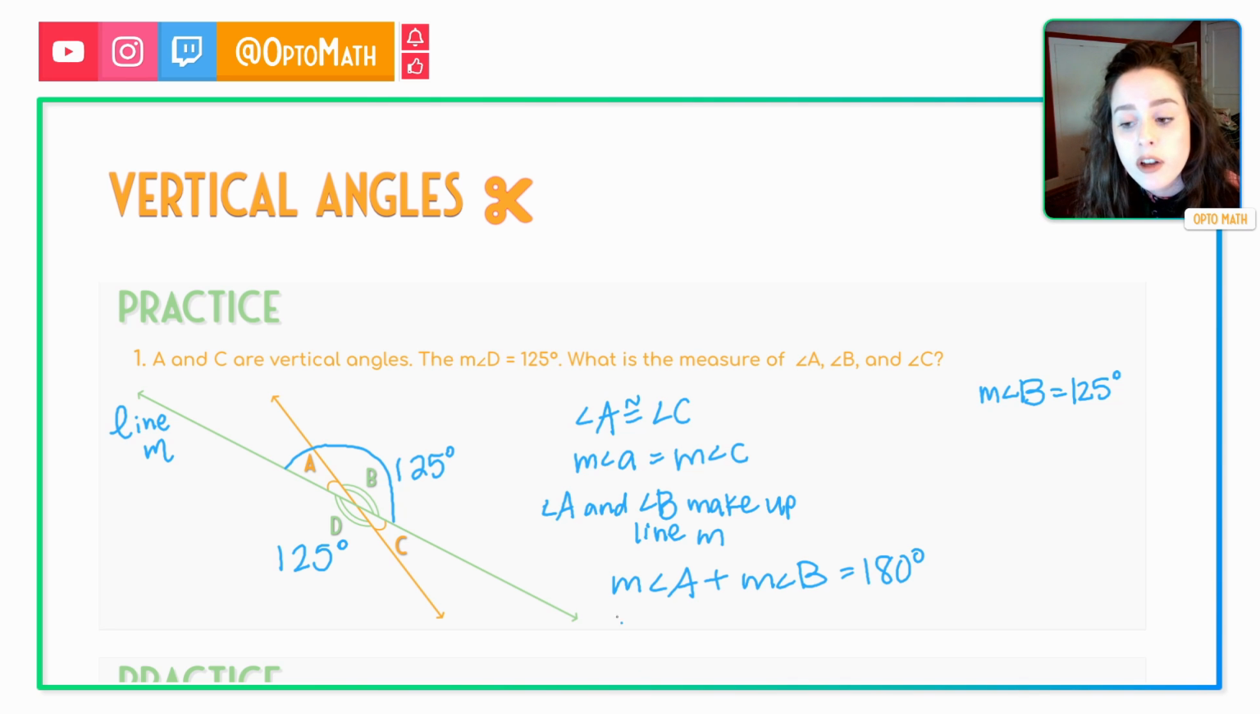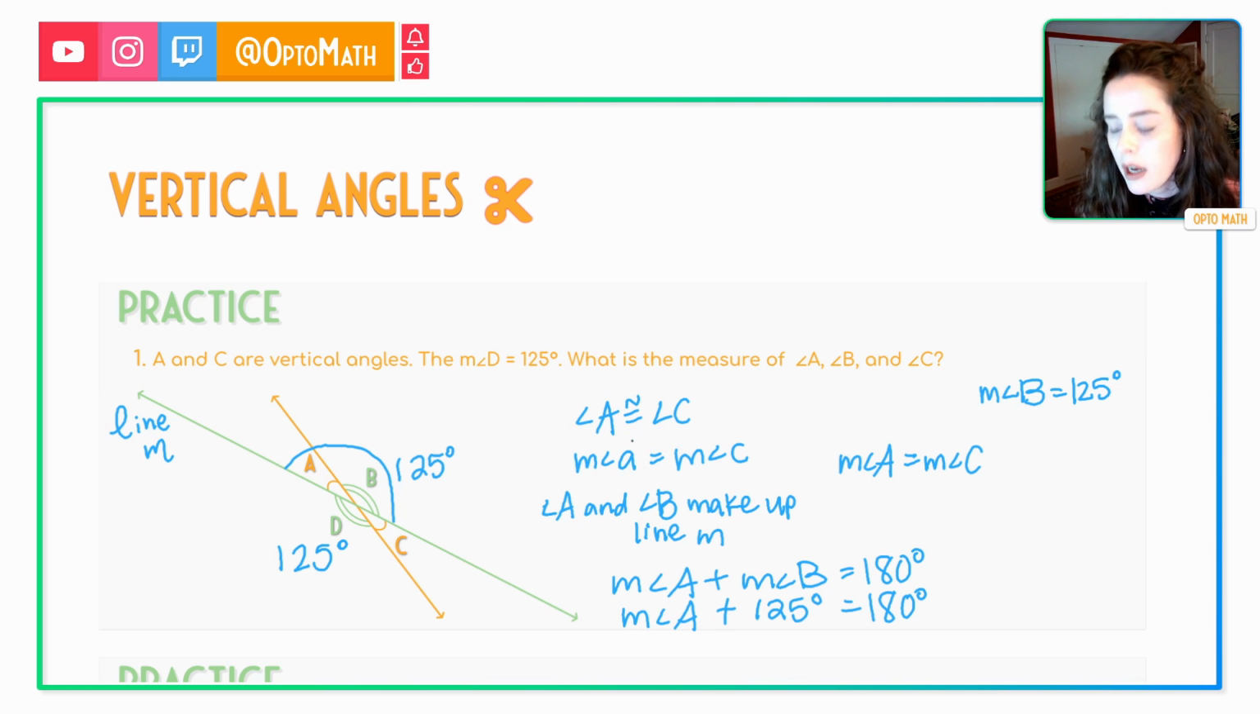So what is the measure of angle B? We already know that. That's 125 degrees. So we're substituting that. And we now want to find the measure of angle A. So to solve that, all we have to do is subtract 125 from both sides. So let's write this out. The measure of angle A equals the measure of angle C. And that's what this says over here.